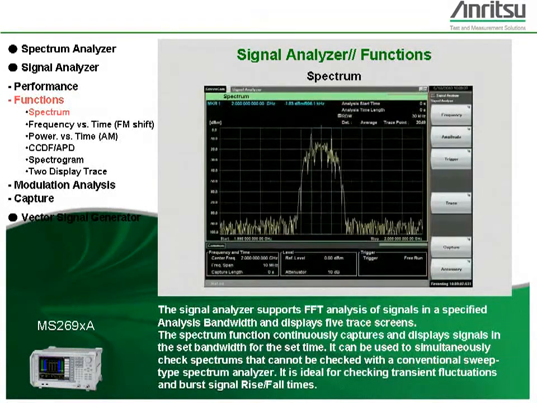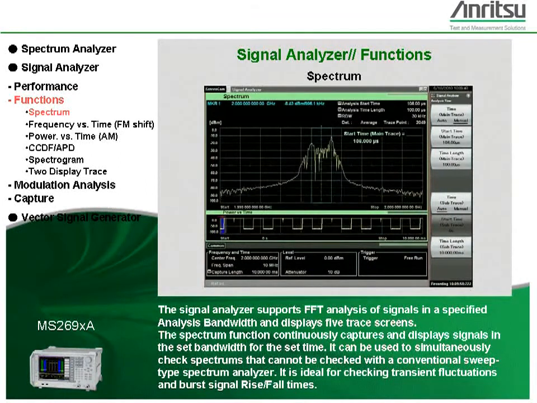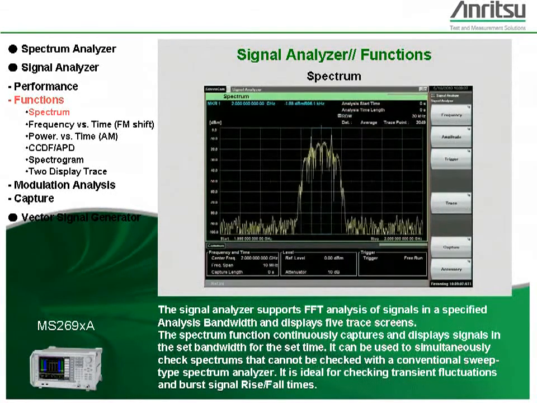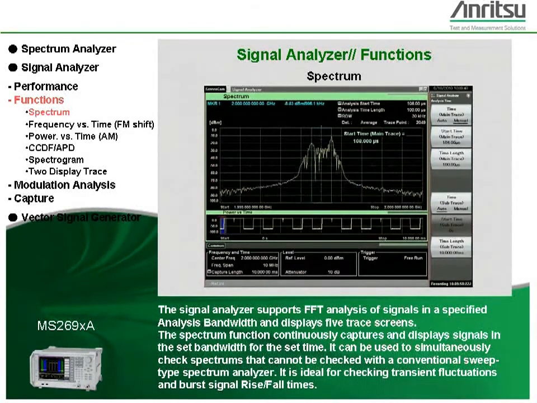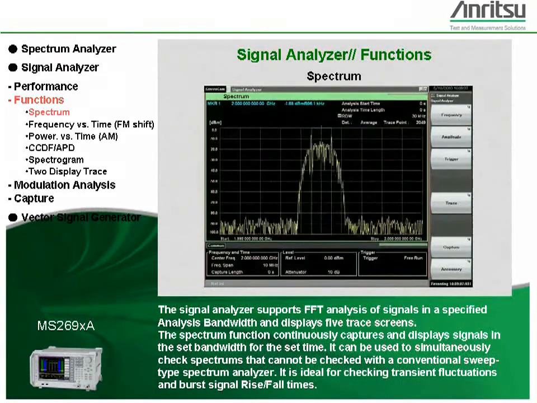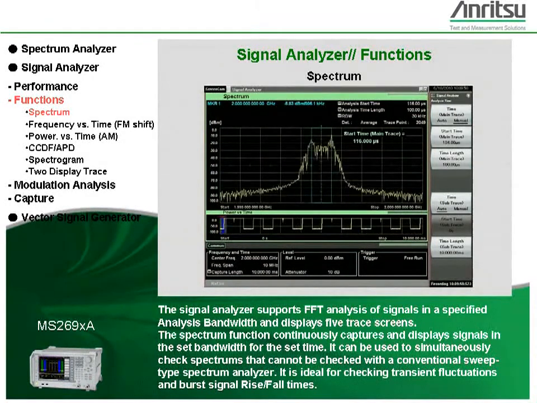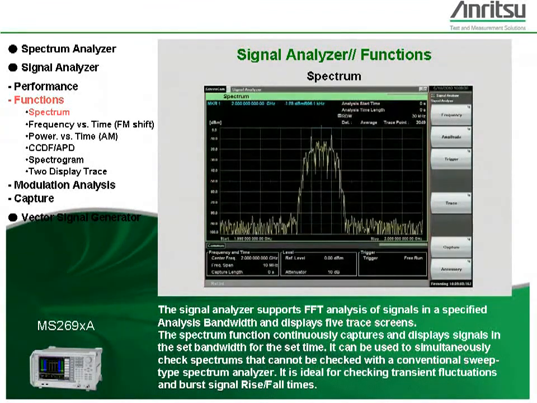The signal analyzer supports FFT analysis of signals in a specified analysis bandwidth and displays 5 trace screens. The spectrum function continuously captures and displays signals in the set bandwidth for the set time. It can be used to simultaneously check spectrums that cannot be checked with a conventional sweep-type spectrum analyzer. It's ideal for checking transient fluctuations and burst signal rise and fall times.